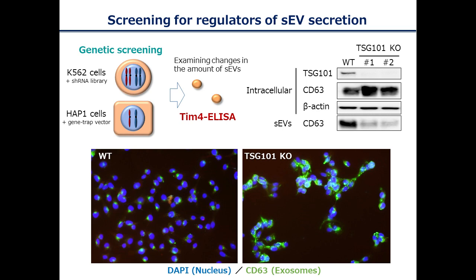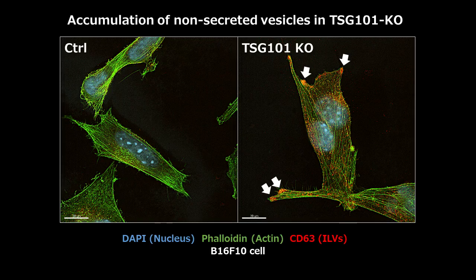Microscopic observation confirmed the accumulation of vesicles, shown in green color, in the TSG-101 knockout cells, which is surprising for us because TSG-101 has been implicated in the generation of exosomes as a subunit of the ESCRT-I complex. By using a super-resolution microscope, we confirmed the accumulation of non-secreted vesicles, this time in red color, in the TSG-101 knockout cells, especially at the edge of the cells, implicating that there might be hotspots for exosome secretion. From these results, we concluded that TSG-101 is a critical regulator of exosome secretion.